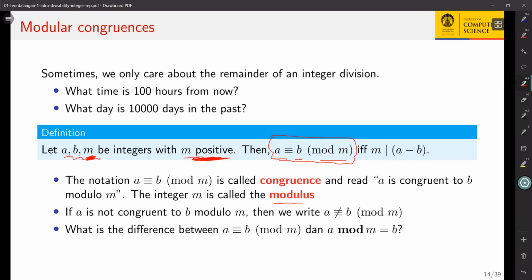Now, let me ask a question. What is the difference between this and this? Anybody? Are they the same or are they actually different? Can anyone give an opinion? Nobody? What do you guys think?